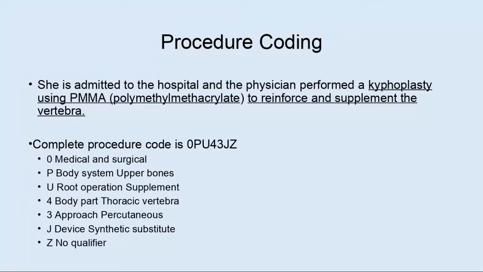Okay, so here is the complete code. 0PU43JZ. So 0 medical and surgical, P body system upper bones, U root operation supplement, 4 body part thoracic vertebrae, 3 approach percutaneous, J device synthetic substitute, and Z no qualifier. So piece by piece by piece, and we get it.